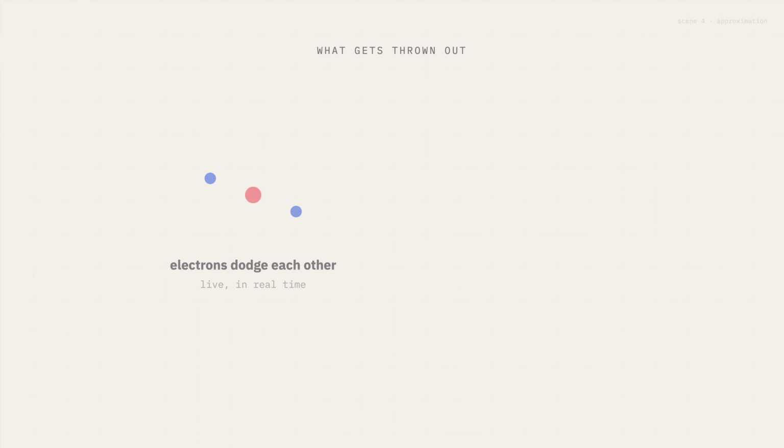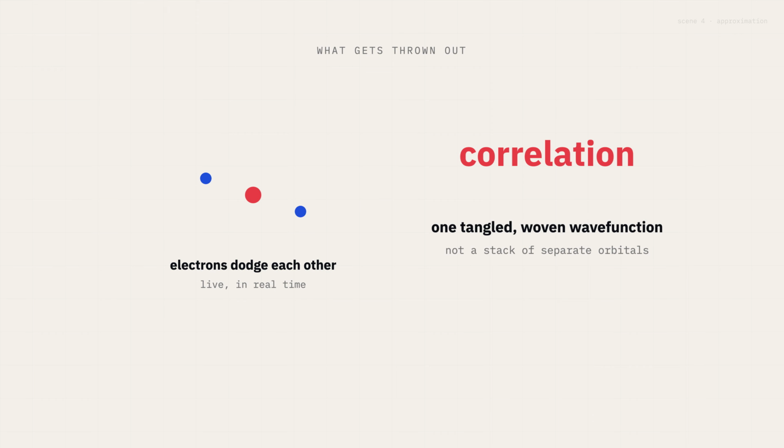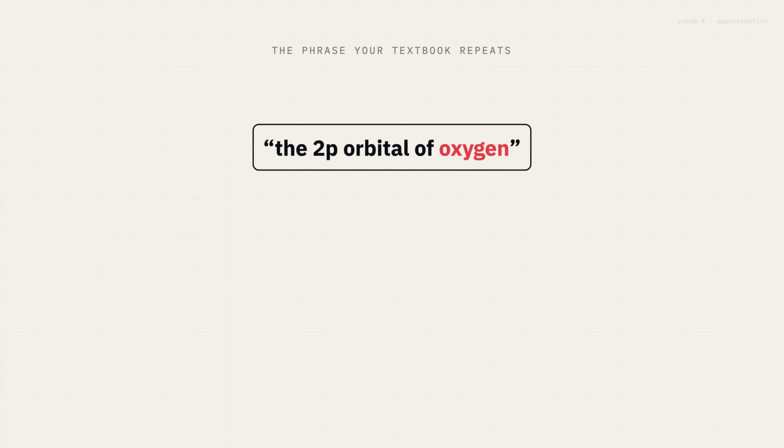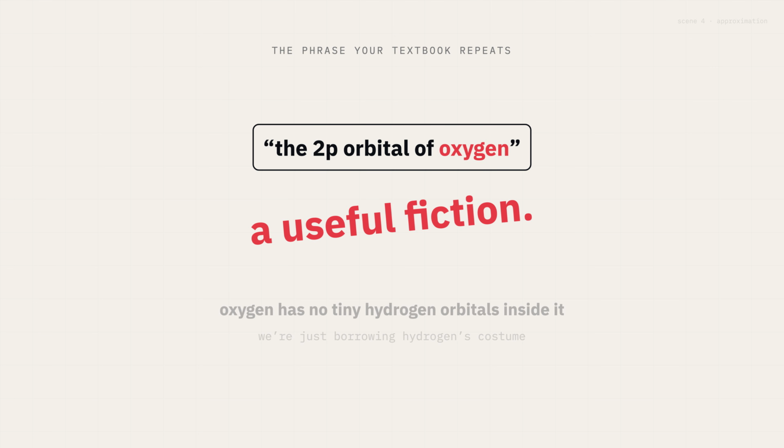What gets thrown out is the thing electrons really do. Dodge each other, live in real time. That's called correlation. A true atom is one tangled, woven wave function, not a stack of separate orbitals. So the 2p orbital of oxygen, the phrase your textbook repeats 100 times, is, strictly, a useful fiction. Oxygen doesn't have tiny hydrogen orbitals inside it. We're just borrowing hydrogen's costume because we've got nothing exact to put in its place.